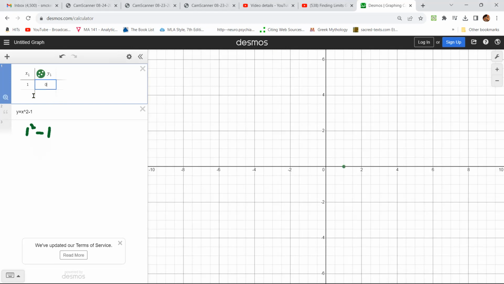This is equal to 0. There's my point. There's 1, 0 there, okay? Now, if I plot the point 2, what happens at 2? This is 3. Okay, you see where this is going? We're going to get a point here. Let's do one more. Let's do 3. What happens there? 3 squared is 8.